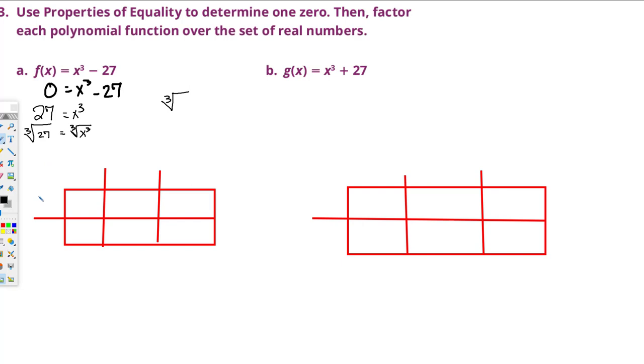So cube root of it. What number times itself, like the cube root of 8 is 2, because 2 times 2 times 2 is 8. What number times itself 3 times gives me 27? 9. 3. So that means that my factor is x minus 3. That's what's going here.